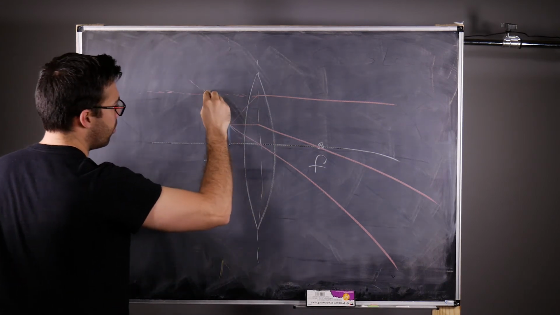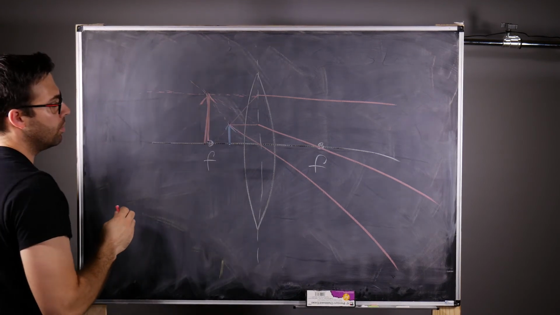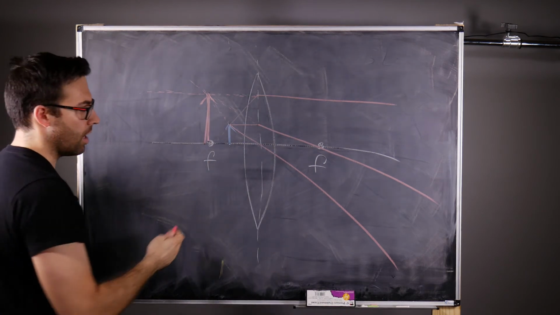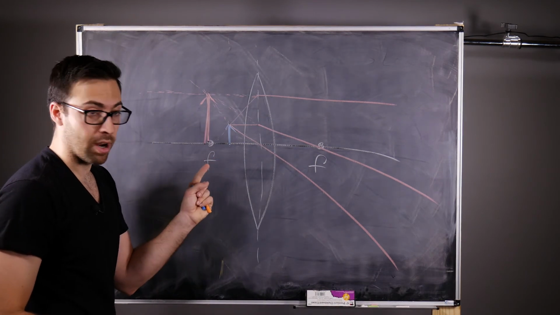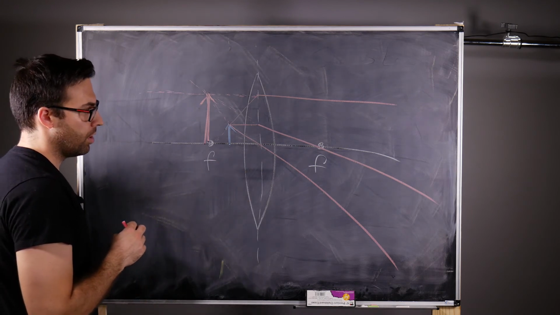They all meet at this point here. So the new image is actually on the same side of the lens as the object. It's not flipped, it's upright, and it is what we call a virtual image.